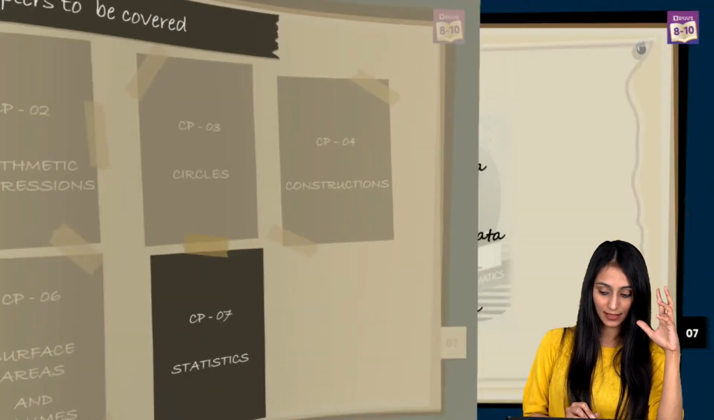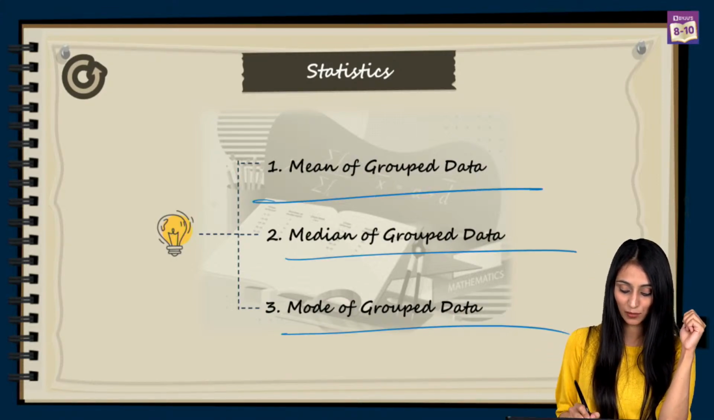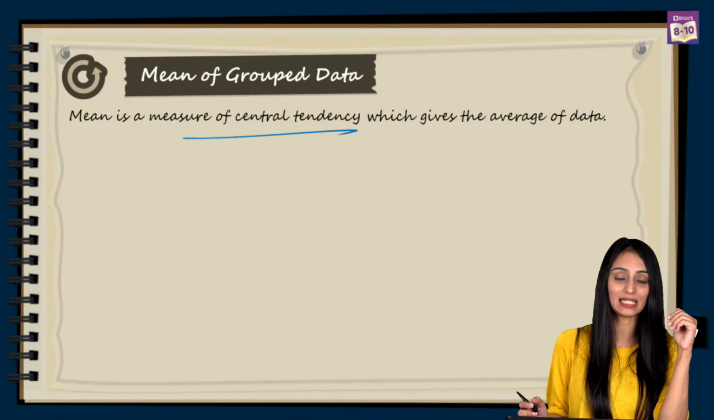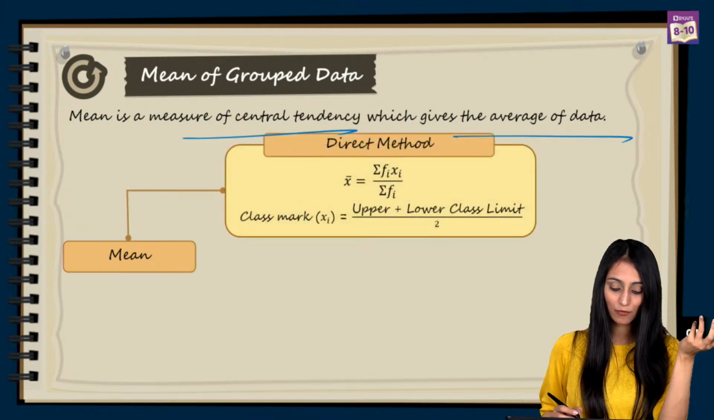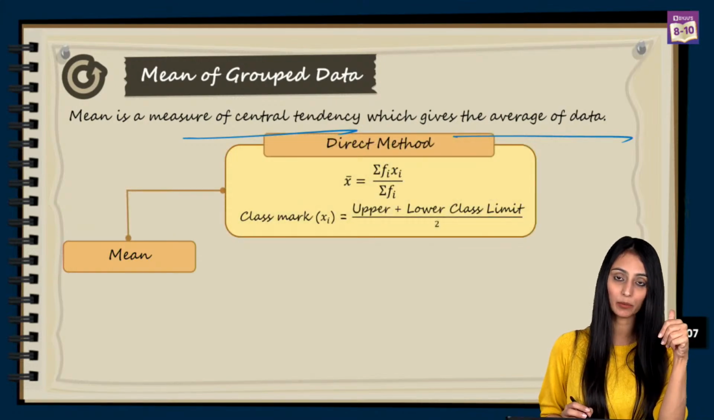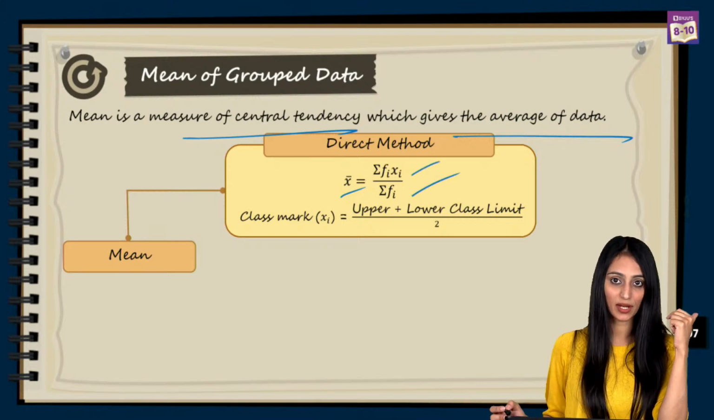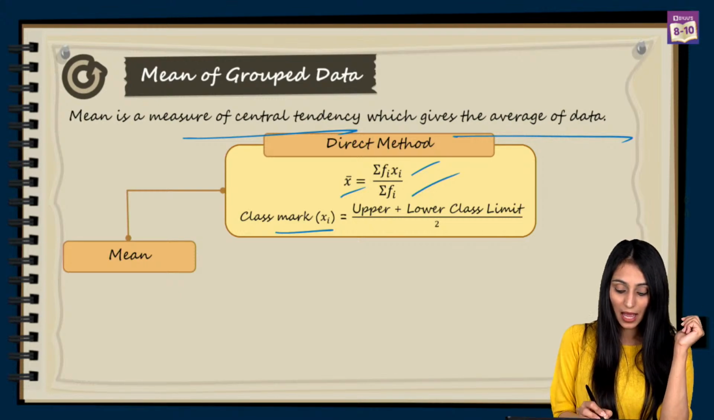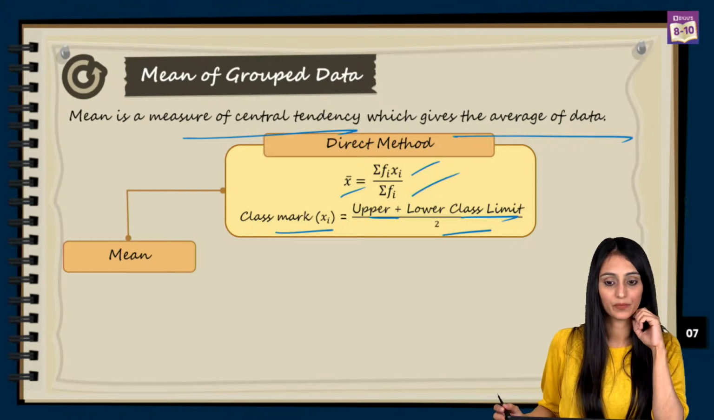Next we have statistics. 3 topics that we have to discuss: mean of grouped data, median of grouped data, and mode of grouped data. Mean is basically a measure of central tendency, which gives the average of the data. We have 2 methods. One is the direct method. Mean is denoted by x bar, that's summation fi xi upon summation fi. If xi is not given, we find the class mark, that is xi, which is upper class limit plus lower class limit by 2.